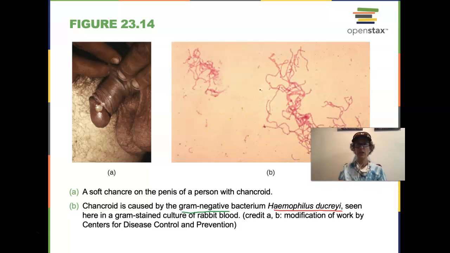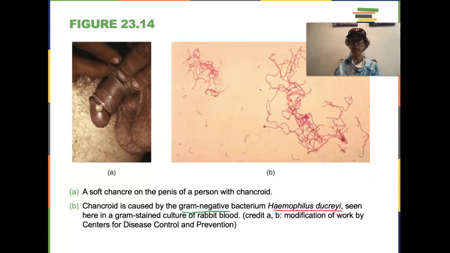This is a disease called chancroid. The lesion on the genitals caused by syphilis is a chancre. This disease is chancroid. It causes a soft chancre, so pus-filled, there on the surface of the genitals. It is caused by a gram-negative microbe called Haemophilus ducreyi.